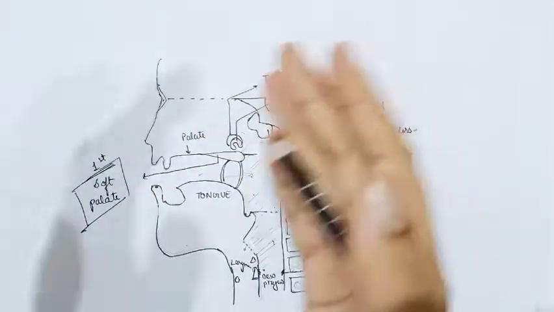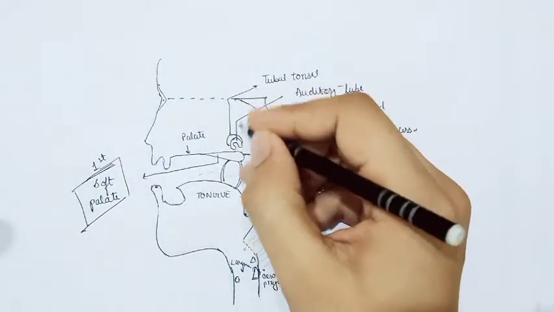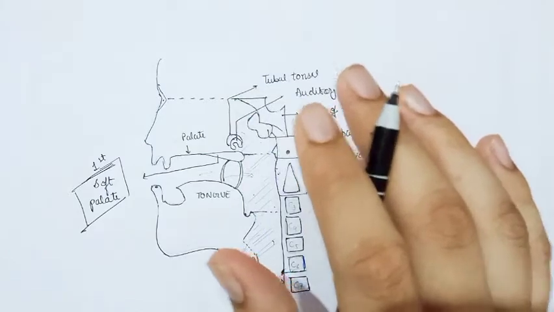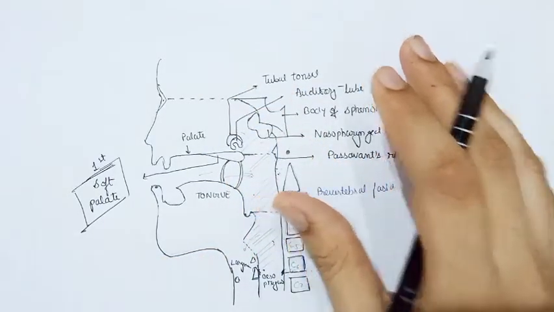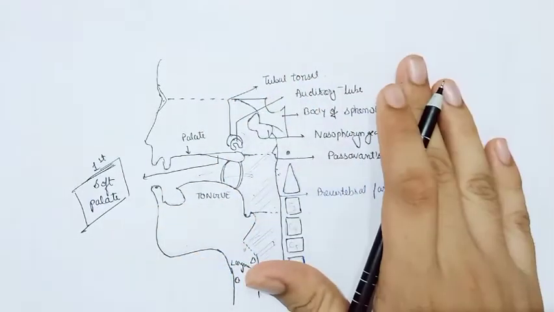So it is behind the nose, that is behind the nasal aperture. We will discuss the nasal aperture in detail in the part on the nose and the paranasal sinuses, and some part in this pharynx video also.